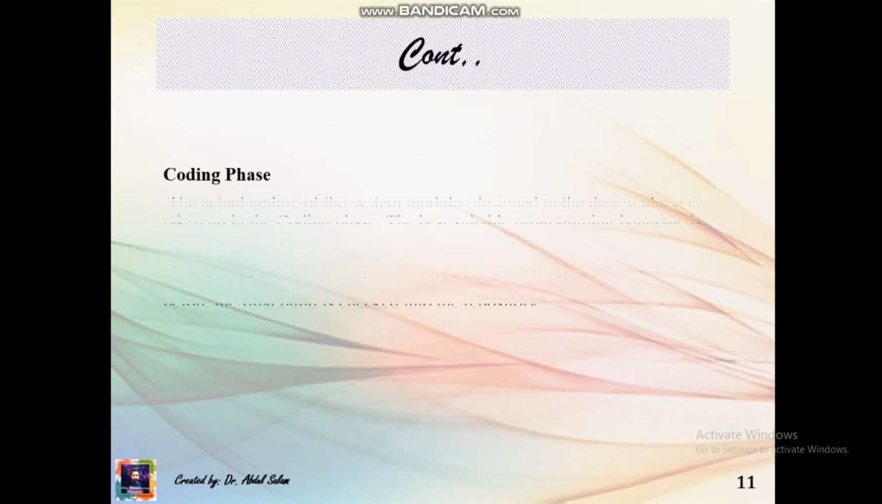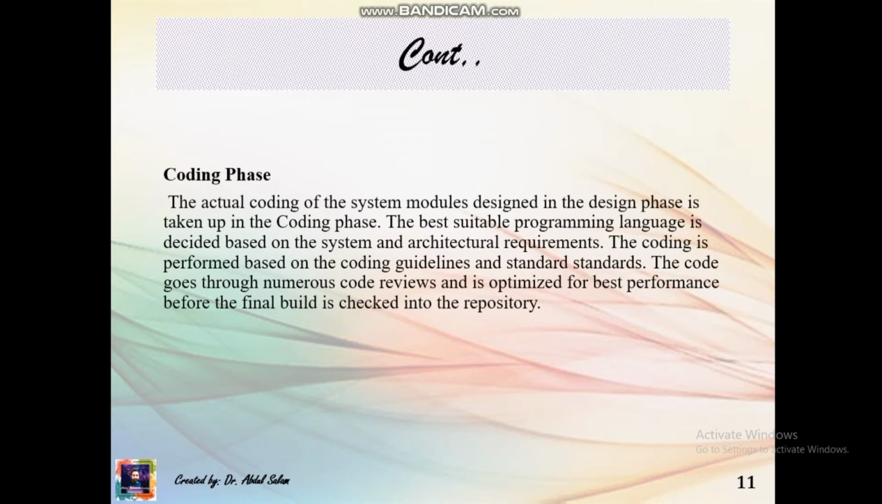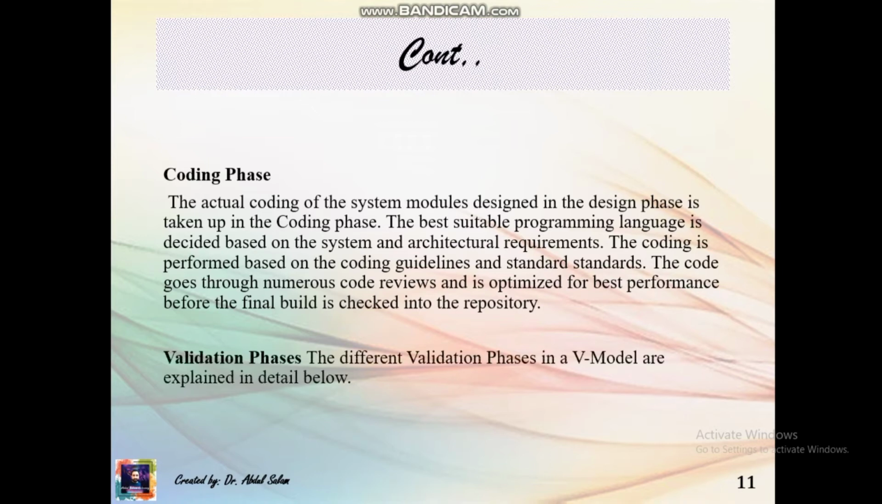Next we have the coding phase. The most important phase is the coding phase, in which you actually code the program. Coding of the system modules designed in the design phase is taken up in the coding phase. The most suitable programming language is decided based on the system and the architecture requirements. The coding is performed based on the coding guidelines and standards. The code goes through numerous code reviews and is optimized for best performance before the final build is checked into the repository.